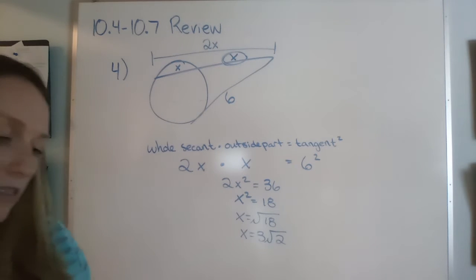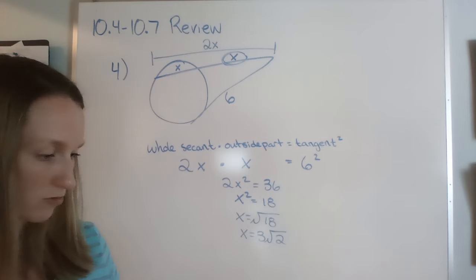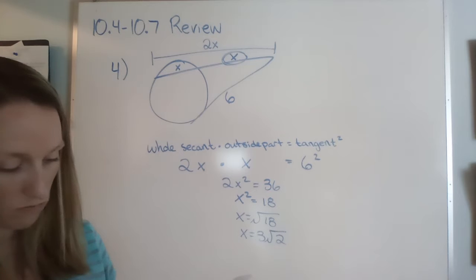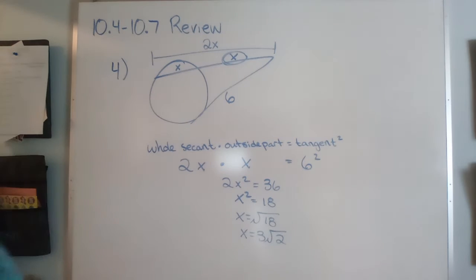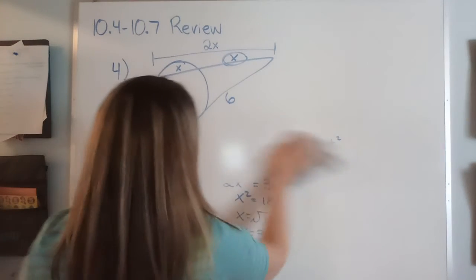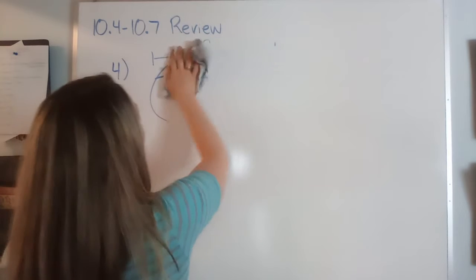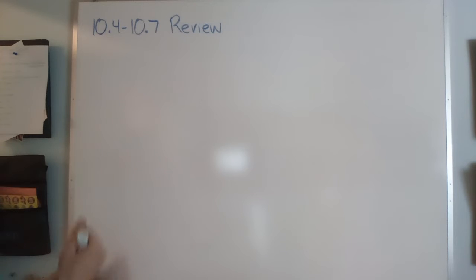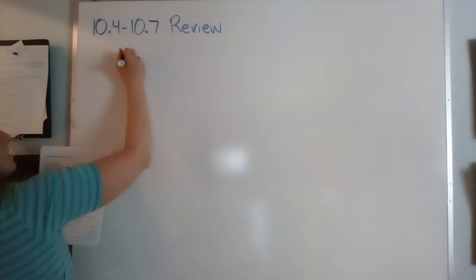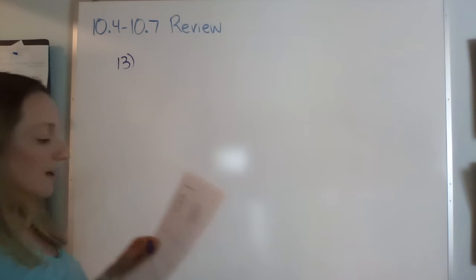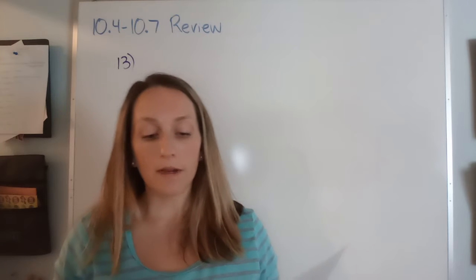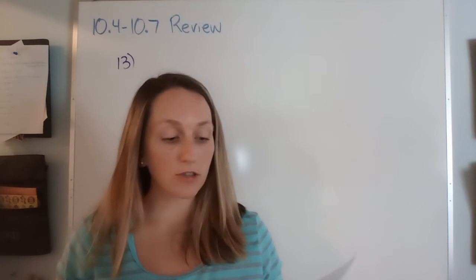Let's look at number 13. All right, so for number 13, it says, find the circumference and area of a circle whose equation is x minus 5 squared plus y minus 4 squared equals 49. Leave your answer in terms of pi.